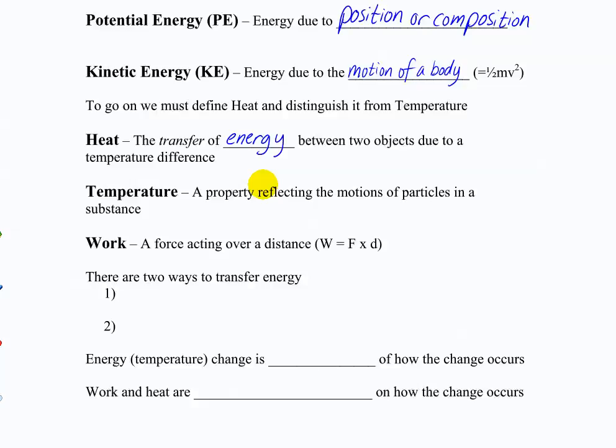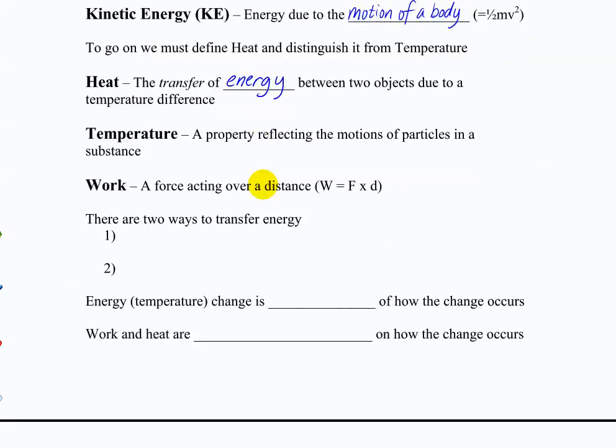Taking something from one place and putting it somewhere else. And you can transfer energy in two ways. What are those two ways? We just said them. Heat and work. So you can transfer energy in two ways. You can transfer heat, right? You can do work. That's it.